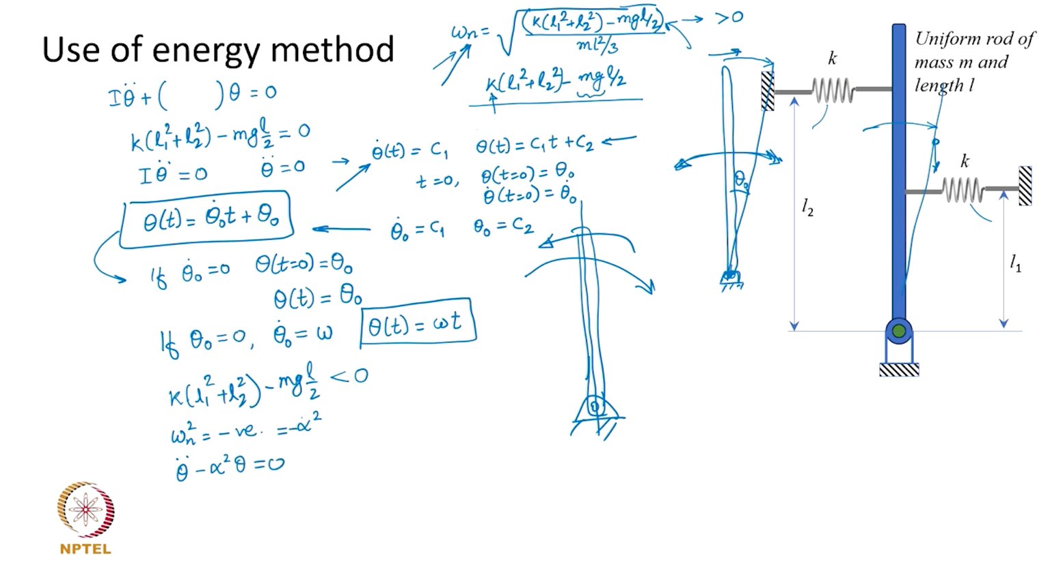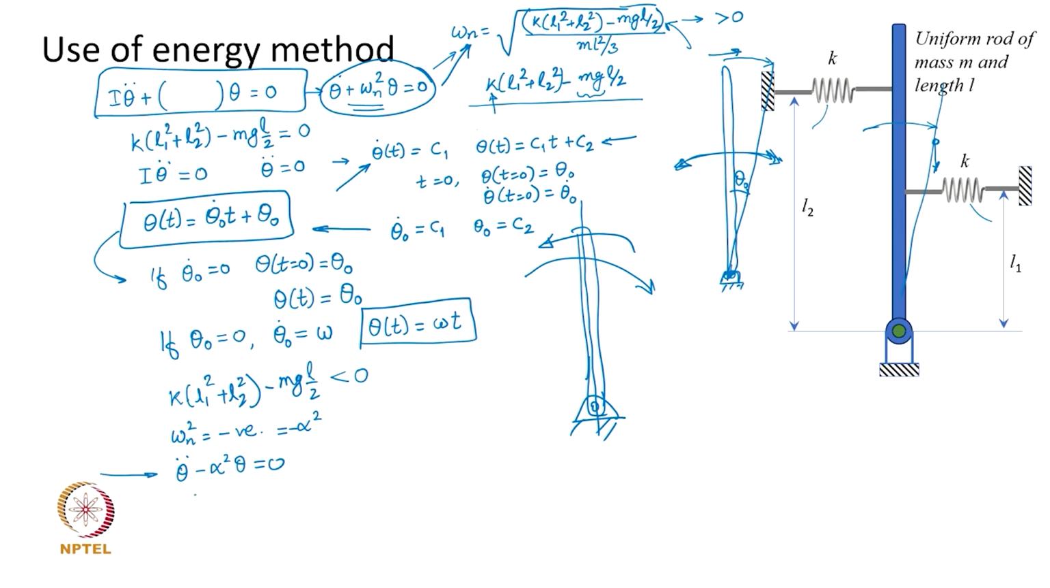Just have a look at this particular expression. The general expression would have been theta double dot plus omega n square theta equal to 0. This is quite similar to the expression m x double dot plus k x equal to 0, which we can write as x double dot plus omega n square x equal to 0. Now, in this case, this omega n square being a negative quantity, I am writing this expression as this. Now, how do we solve this?